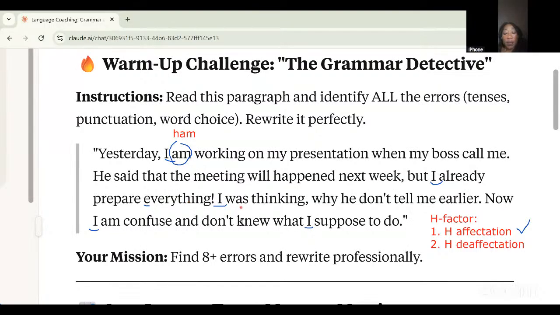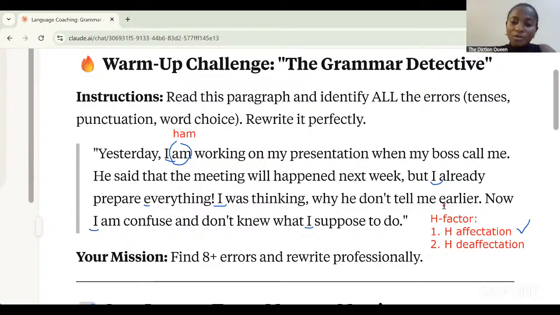I was thinking why he didn't tell me earlier. Now, I can hear the H again in earlier. So start again from I was thinking. Everything. I was thinking, why he didn't tell me earlier? I can still hear the H in earlier. Remember, earlier also starts with a vowel. So make sure you're holding your breath. Why he didn't tell me earlier? Okay. Why he didn't tell me earlier?